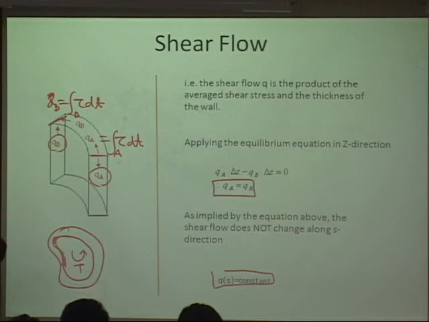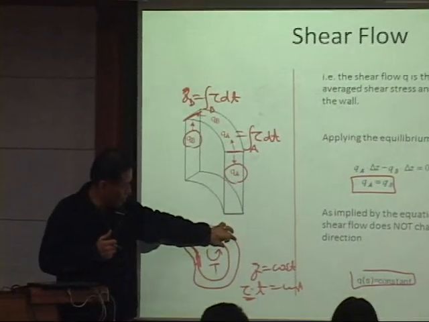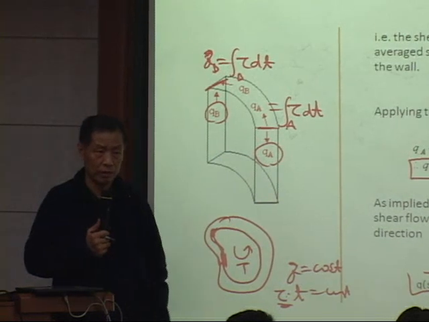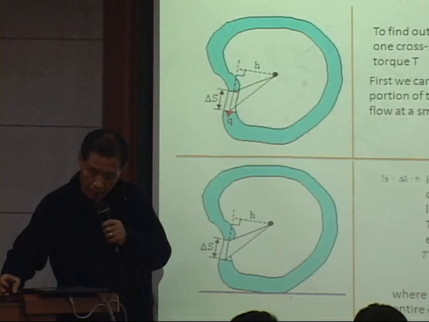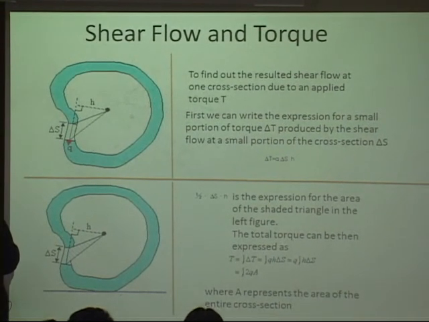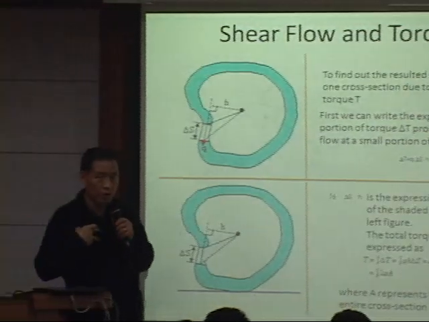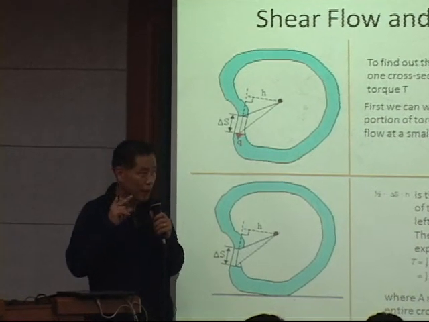Right, in the thinnest part here, because the shear flow q is always constant, and q is defined, in the average sense, as tau times t equal to a constant. If the wall is very thin, the shear stress has to be very large. If it is very thick, then the shear stress is very low to keep q constant. That's important. Now we have the conclusion that shear flow needs to be constant. Very useful and very simple conclusion.